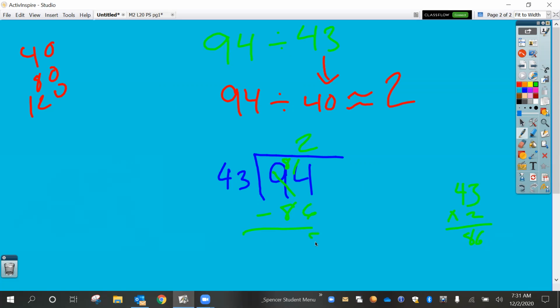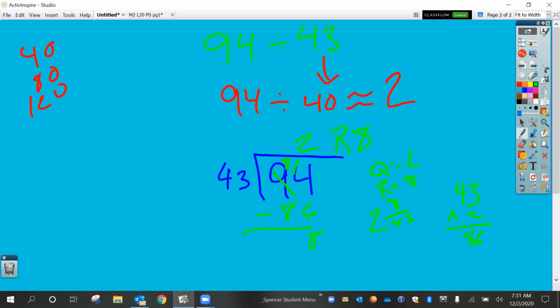14 minus 6 is 8. 8 minus 8 is 0. So our remainder is 8. So 2 with a remainder of 8. So our estimate was really reasonable, right? And so let's do a Q equals, R equals, and then our fraction, 2 with 8 parts out of 43.